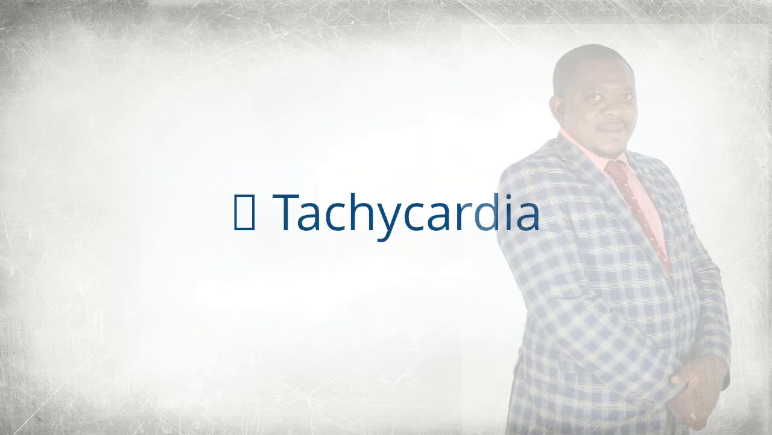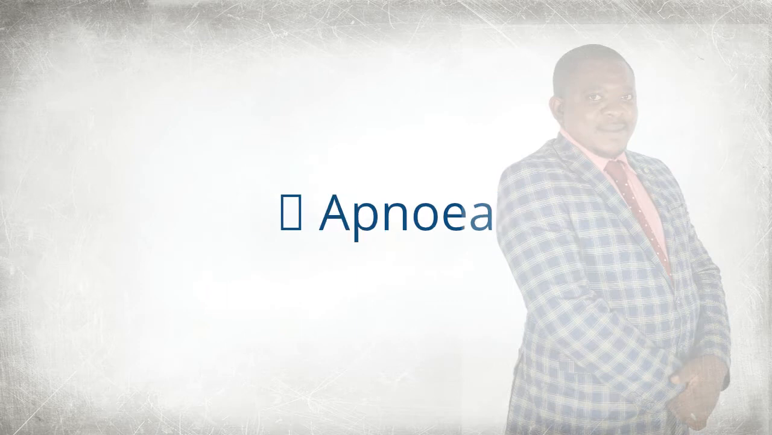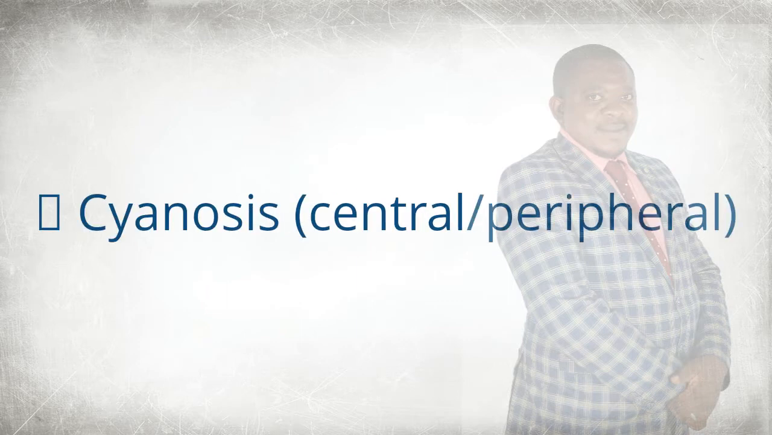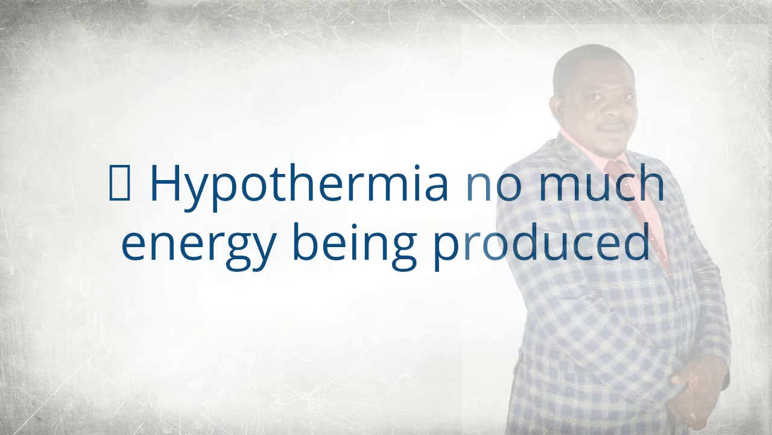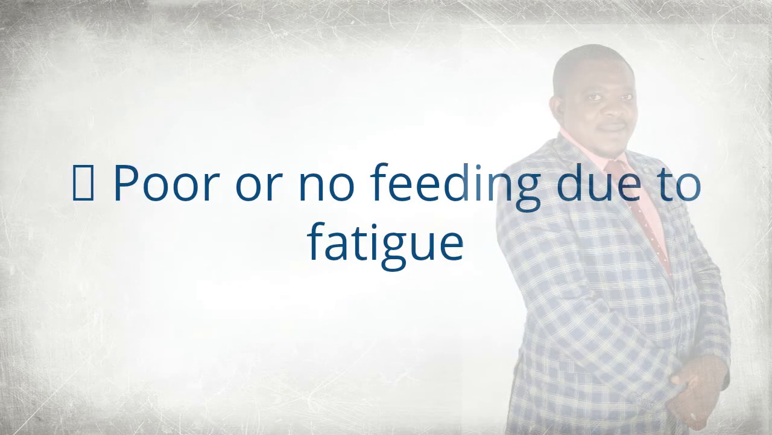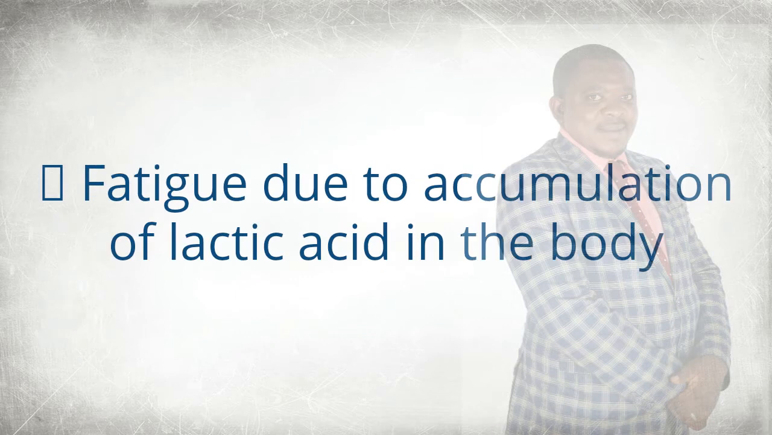progressive tachypnea of 61-100 bpm or more, tachycardia, apnea, edema, cyanosis, central/peripheral, hypothermia, no much energy being produced, poor or no feeding due to fatigue, fatigue due to accumulation of lactic acid in the body.